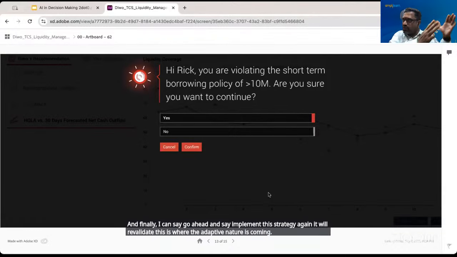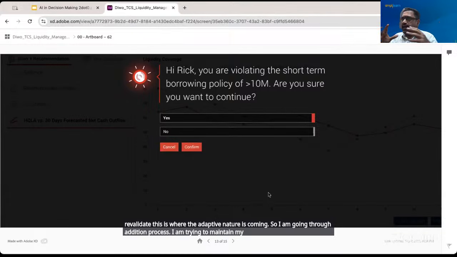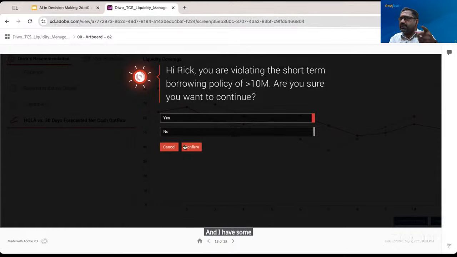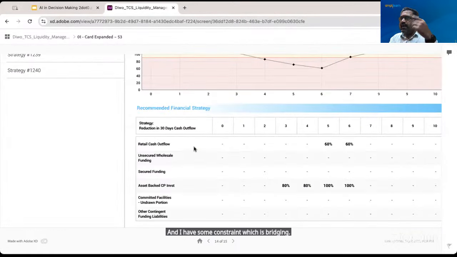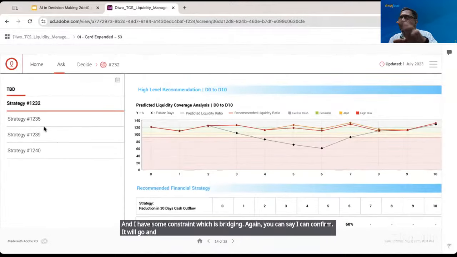So I am going through a decision process. I am trying to maintain my liquidity, or the high quality liquid assets, and I have some constraint which is breaching. Again, I can confirm, and it will go and finally give a strategy.